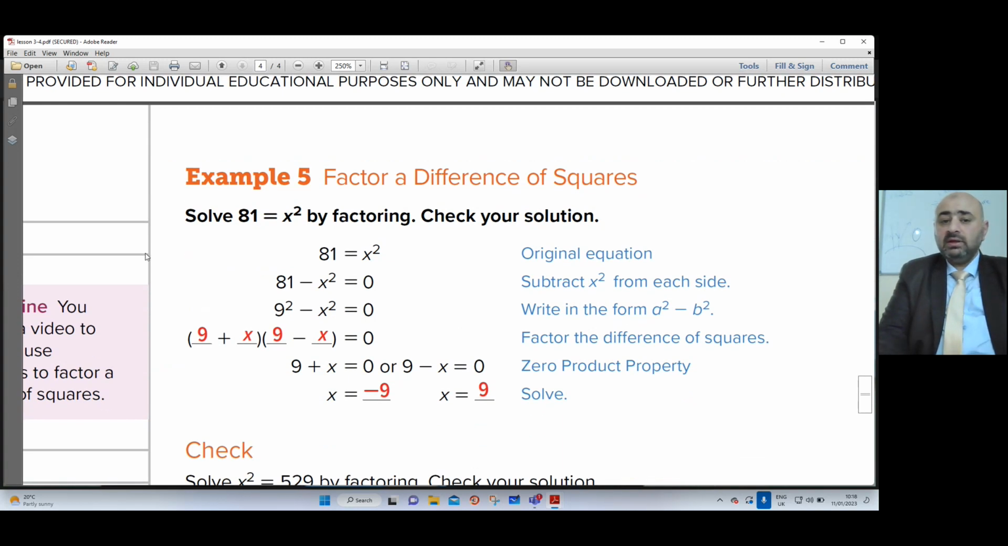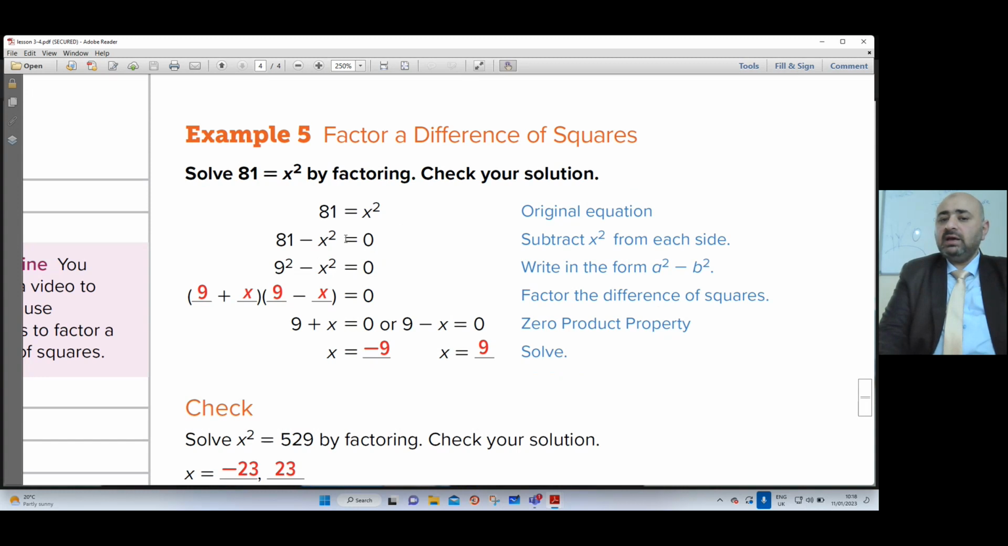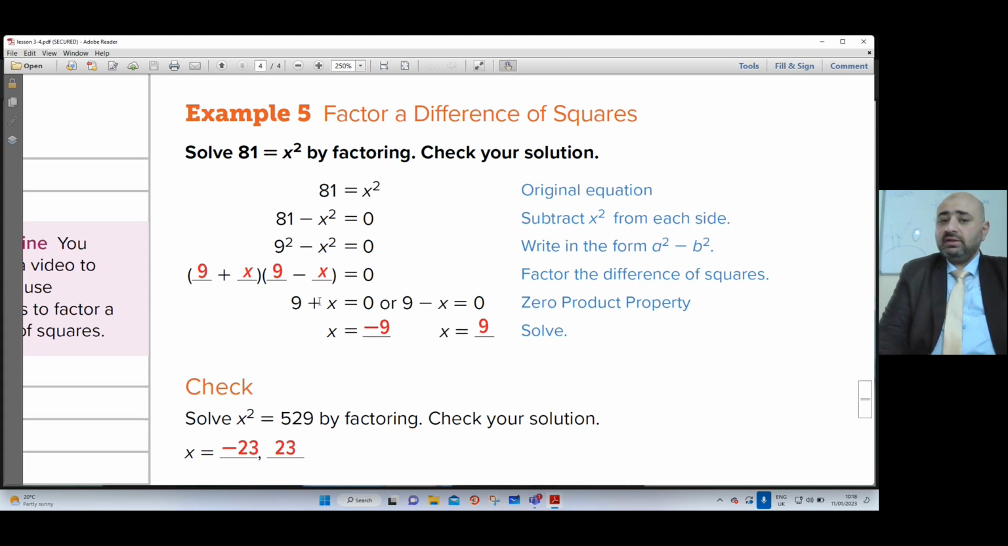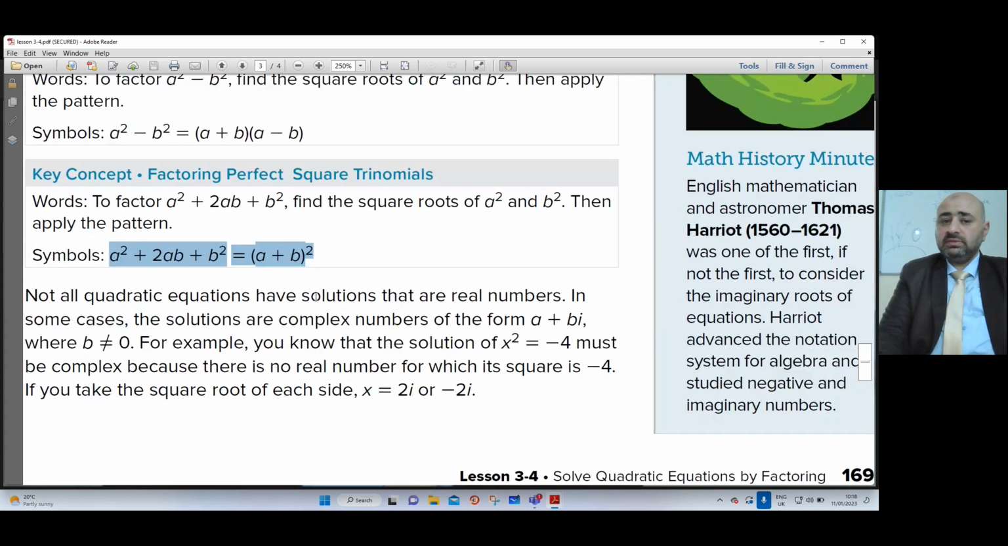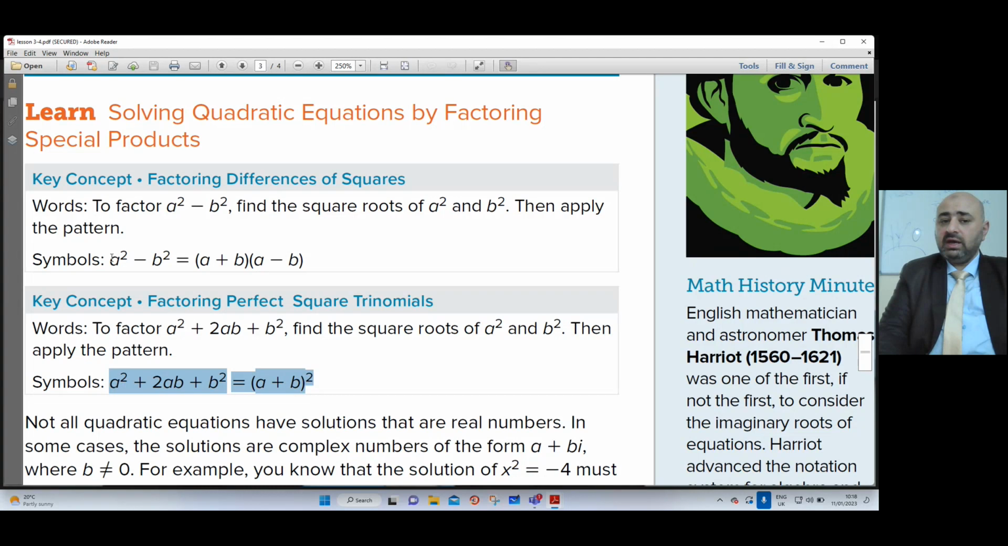Example, solve 81 equals x squared by factoring. Check your solution. What I do at the first idea, you can take x squared to the first side. You will get 81 minus x squared equals zero. Then 81 is the square of 9, and x squared is the square of x. So we can use the first rule here, factoring difference of squares. We can use this rule.